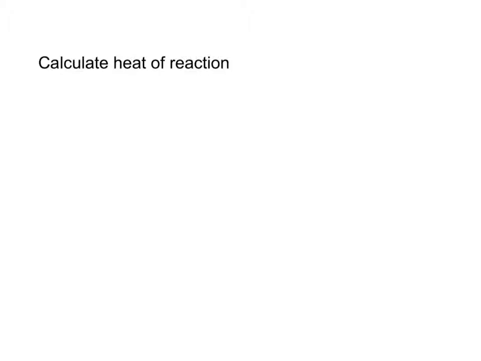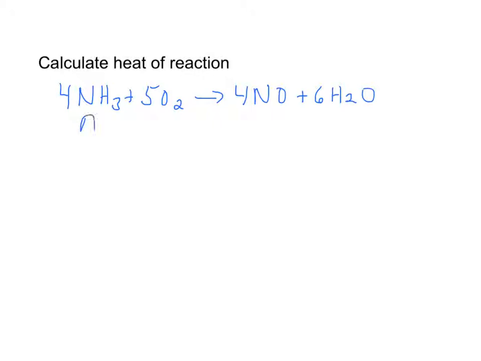So recall that the reaction here is 4 ammonia plus 5 oxygens goes to 4 nitric oxides and 6 waters. And we called these, for shorthand, A, B, C, and D.